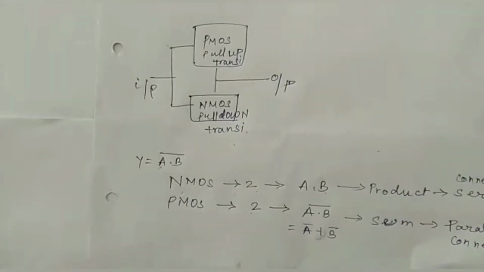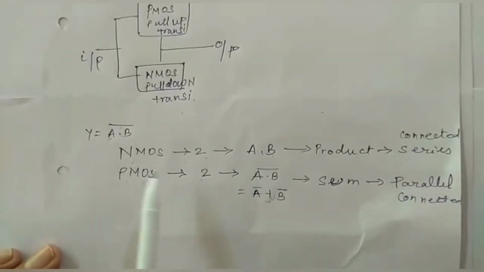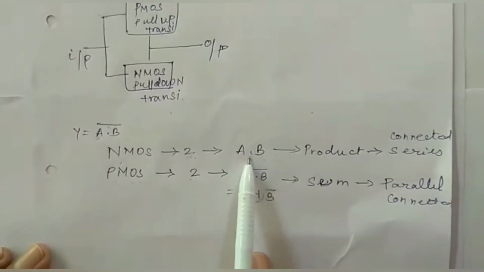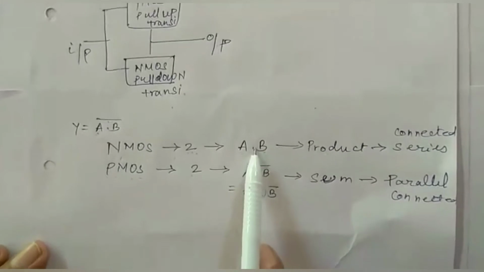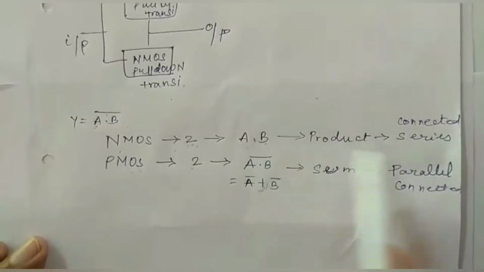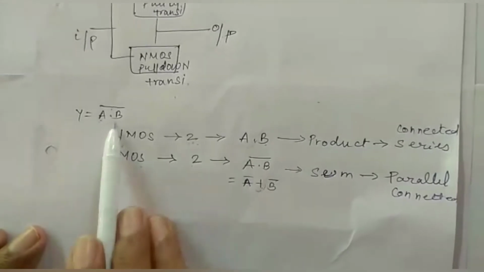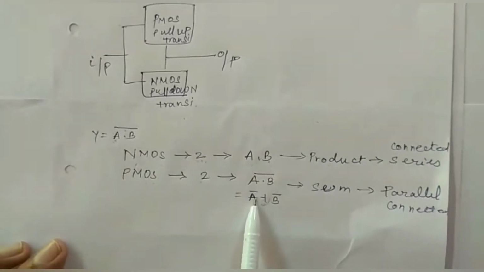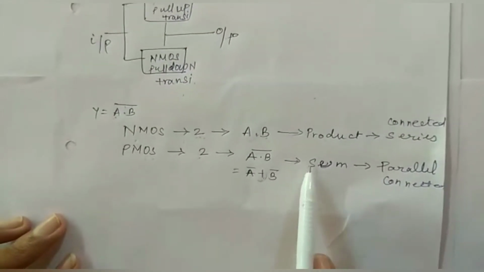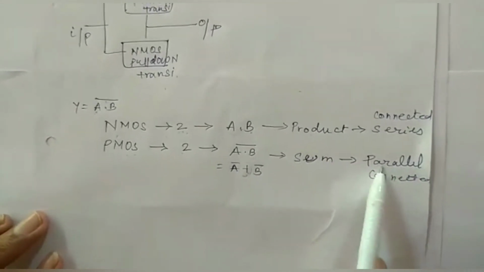I'll show you from the expression how we can draw the CMOS diagram. For NMOS, which has two variables A and B, we directly take A dot B. This is a multiplication, a product, hence the transistors are connected in series. For PMOS, we take the expression (A dot B) bar, and using De Morgan's law, we separate it as A bar plus B bar. Hence they are connected in sum, so they will be connected in parallel.